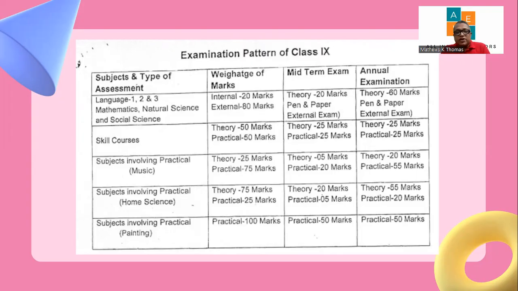Then they have given a bifurcation of the skill courses, subjects involving practicals like music, home science, painting and so on. So you can take a screenshot of this and refer to the guidelines or the notification for further details. The main subjects will remain in the 80-20 pattern, however, as in class 10.